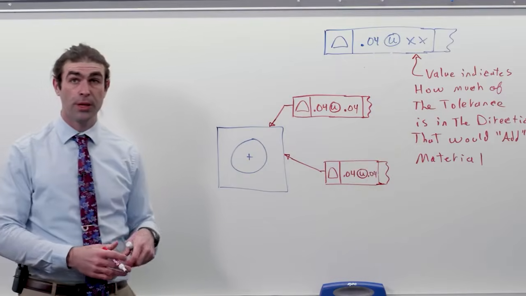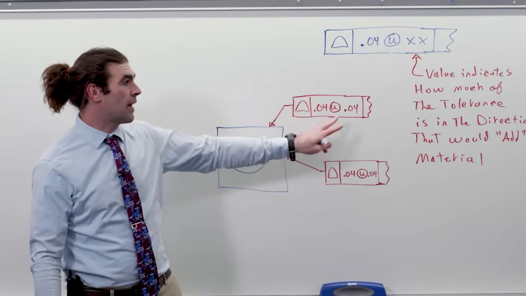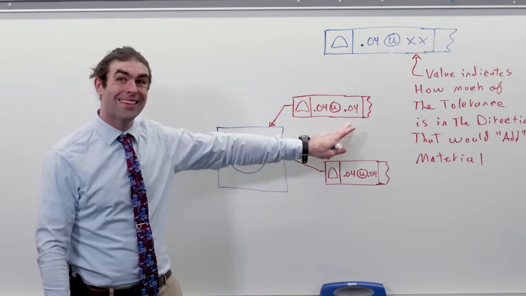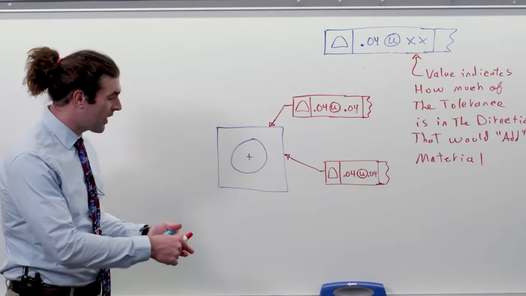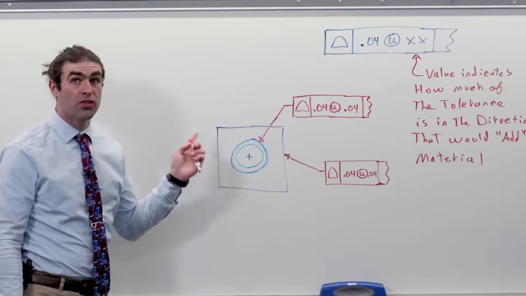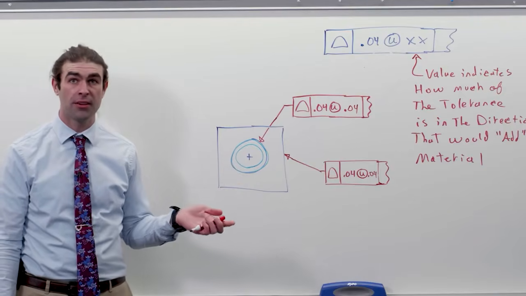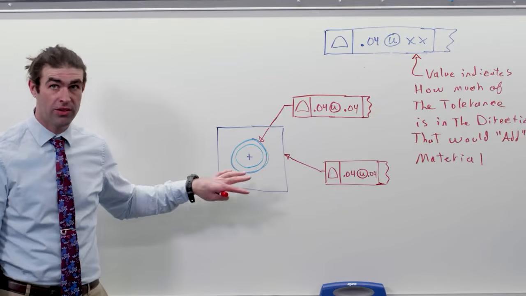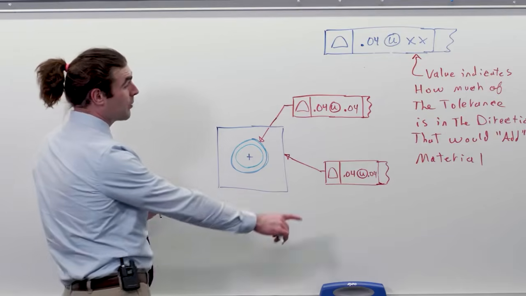Now what happens if we go entirely in the other direction? Profile, 40 thousandths, unequally disposed. 40 thousandths is in the direction that would add material. In this case, the tolerance zone is totally within the true profile as defined by basic dimensions, which I've omitted on this figure to save some room. Same thing out here.